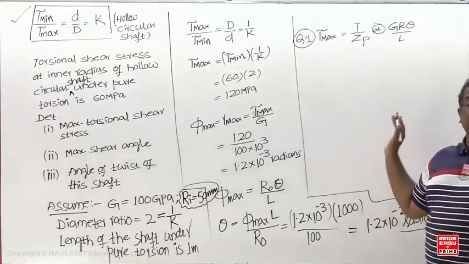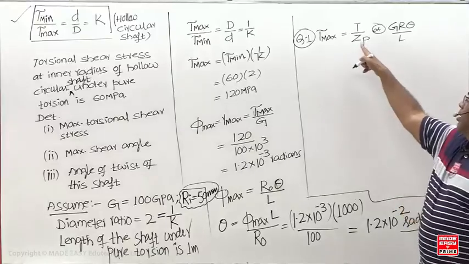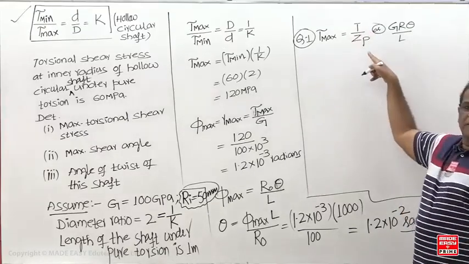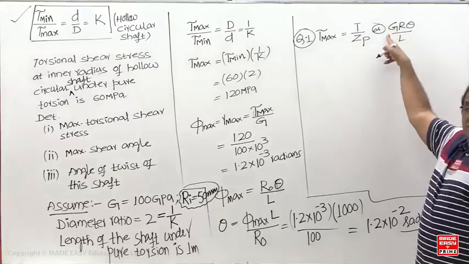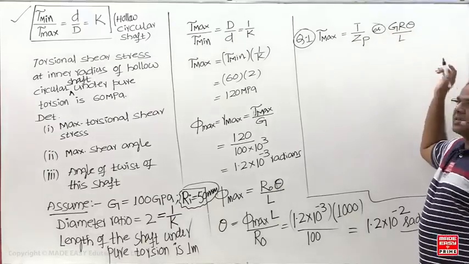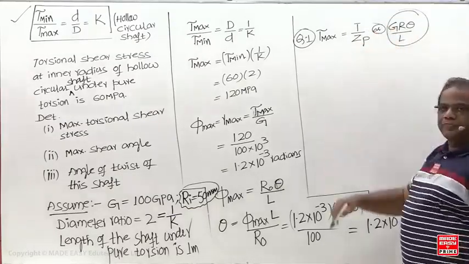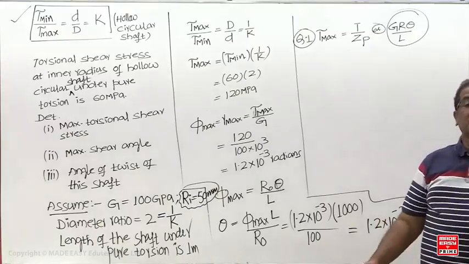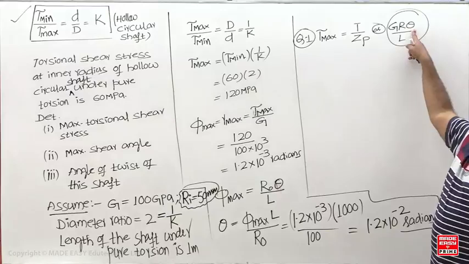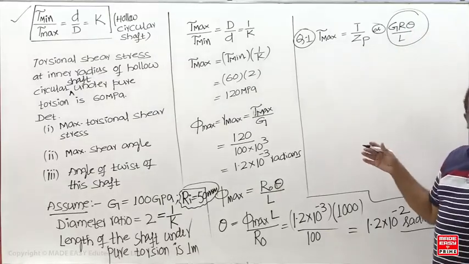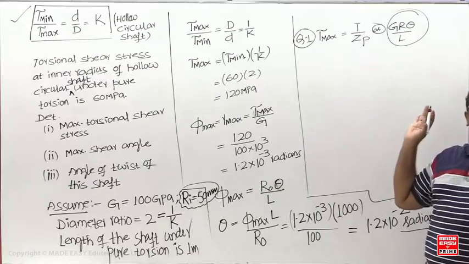If anybody wants to go for the equations, which one should I use? This one should be used. But most students will not use this. In the question G is given, L is given, so they will use this equation. Then they will land into problems. Theta is not given, so automatically we will assume suitable data.